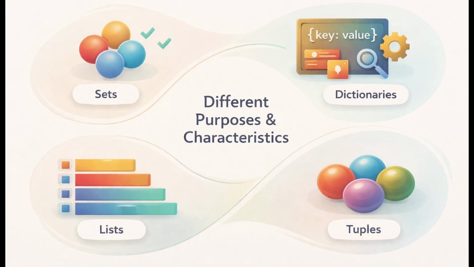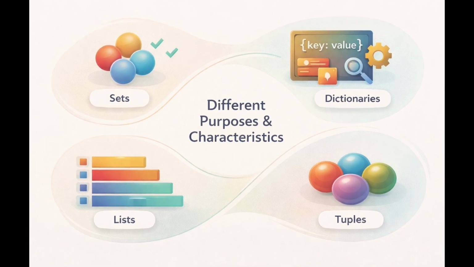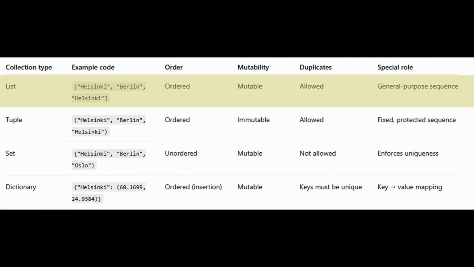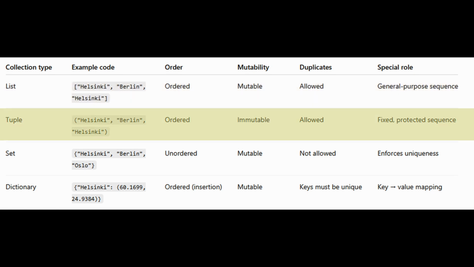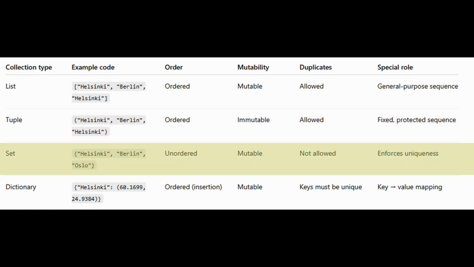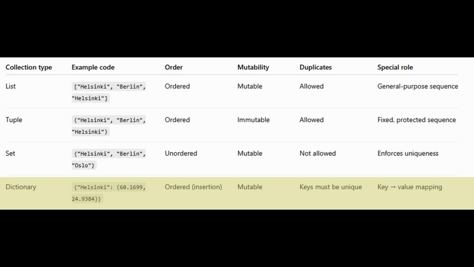Each collection type has its own purpose, defined by three key characteristics. Lists are ordered and mutable, meaning they can be modified after creation. Tuples are ordered, but the key difference is they are immutable. They cannot be changed once created. Sets are unique because they automatically drop duplicates and are unordered. The dictionary is unique as it uses key-value mapping to store information. Choosing the right collection depends on what you need: order, immutability, uniqueness, or mapping.